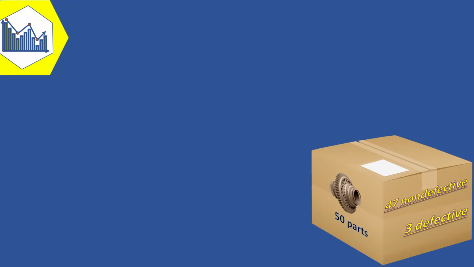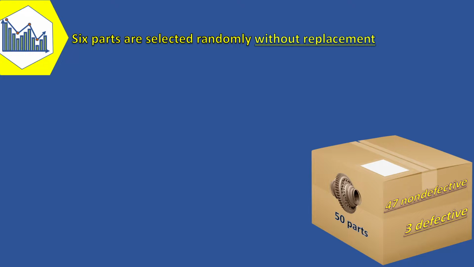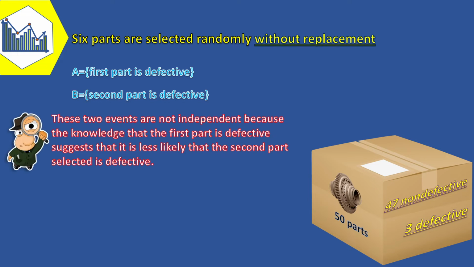Consider the inspection described in the last example. But now 6 parts are selected randomly without replacement from a bin of 50 parts. The bin contains 3 defective parts and 47 non-defective parts. Let A and B denote the events that the first and second parts are defective respectively. We suspect that these two events are not independent because the knowledge that the first part is defective suggests that it is less likely that the second part selected is defective.